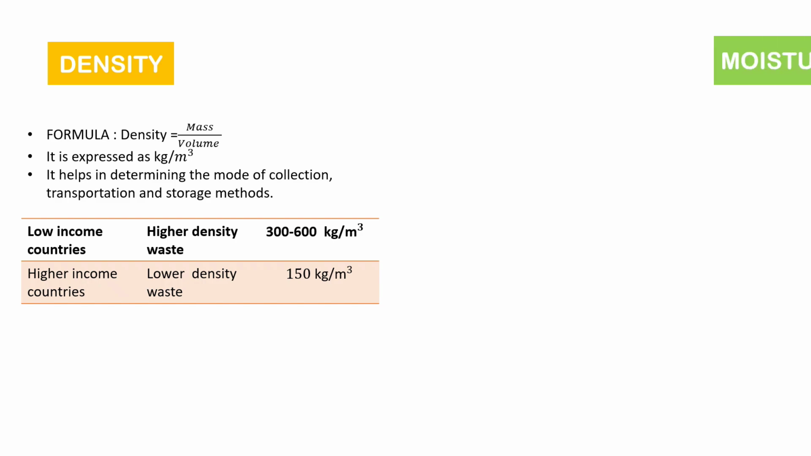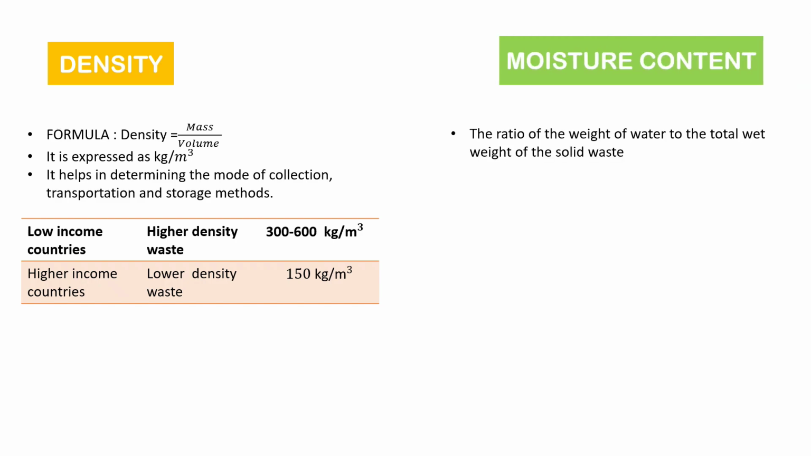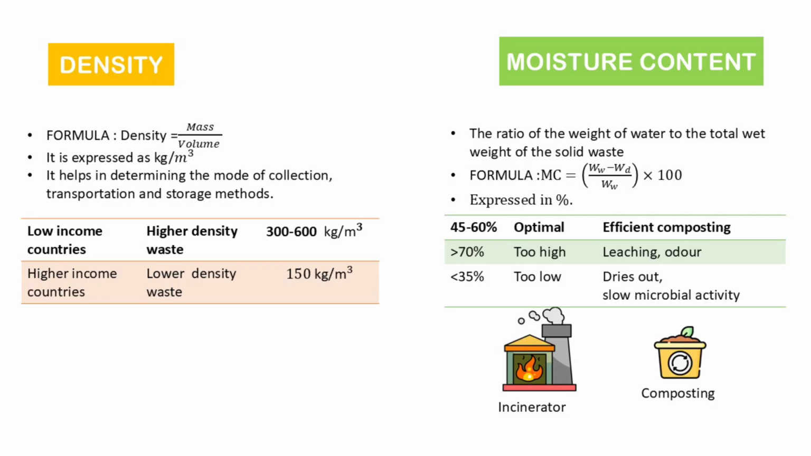Next property is moisture content. It's the weight of water compared to the total weight of solid waste. It is expressed in percentage. High moisture makes waste bad for incineration, but great for composting.